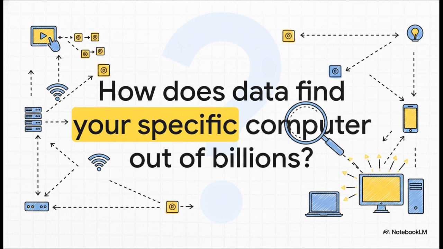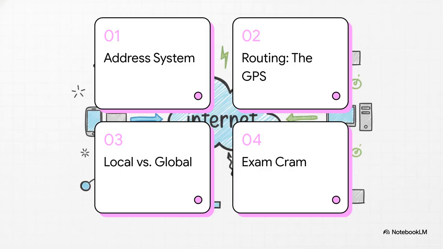So let's just start with that one big question. You click on a video, a web page, anything at all, and bam, it's right there. But how? How does the internet find your one specific computer out of the billions and billions of devices connected all over the planet? Okay, here's how we're going to break it all down.